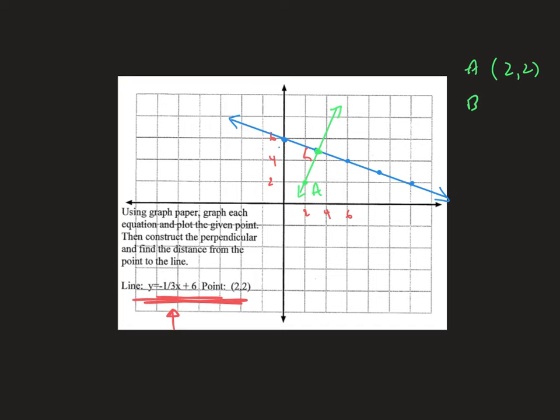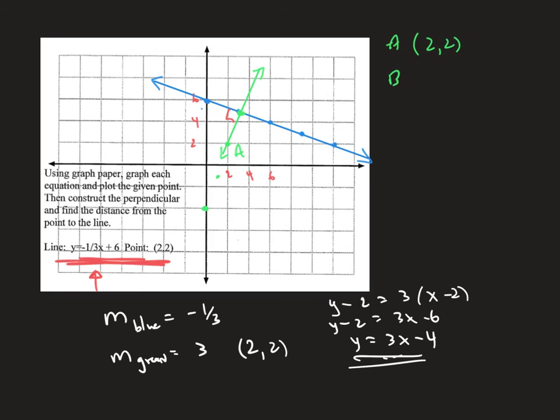First and foremost, let's find the equation of that line. We already know how to do that. So I've taken the liberty. I have the blue line, slope of -1/3, perpendicular, opposite reciprocal, +3, given point, put all that in my point-slope formula, busted out the equation, y equals 3x minus 4.